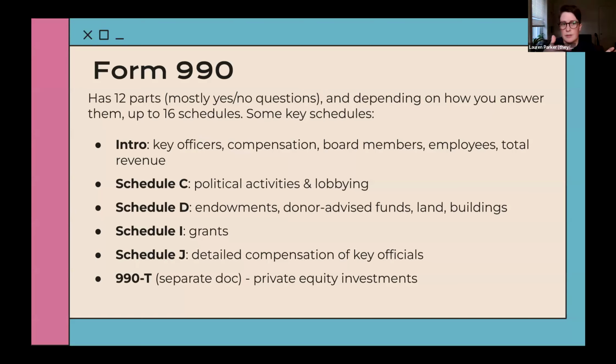And nonprofits have to fill out up to 16 sections, also called schedules. Some of the key sections or schedules that we like to look at are this intro section, which has a lot on the key officers and board members of the nonprofit, as well as compensation, number of employees, etc. Schedule C has their political activities and lobbying, if they are permitted to do so. Schedule D has information that can be particularly useful to campus organizers, like endowments.